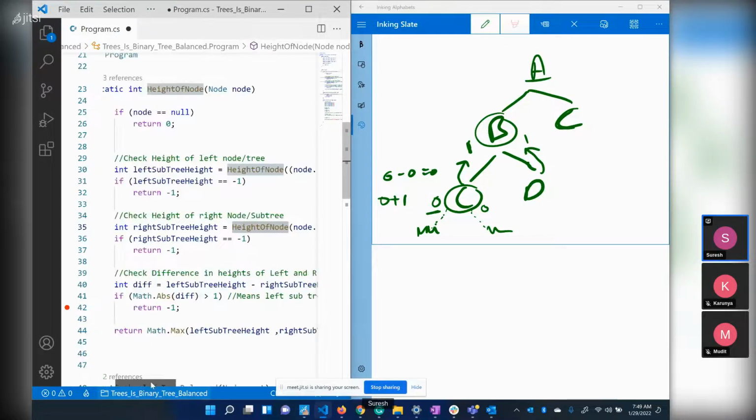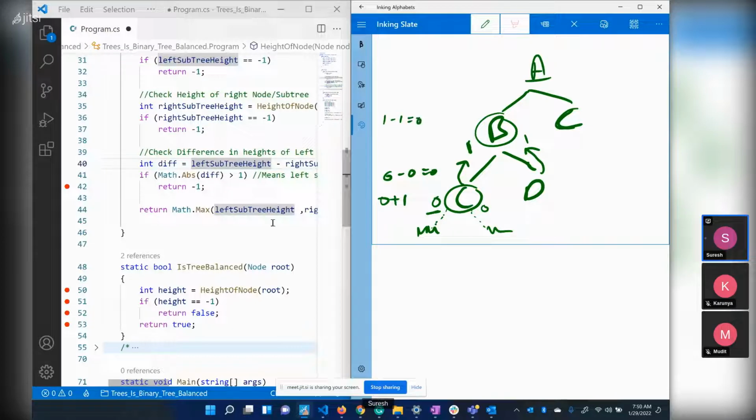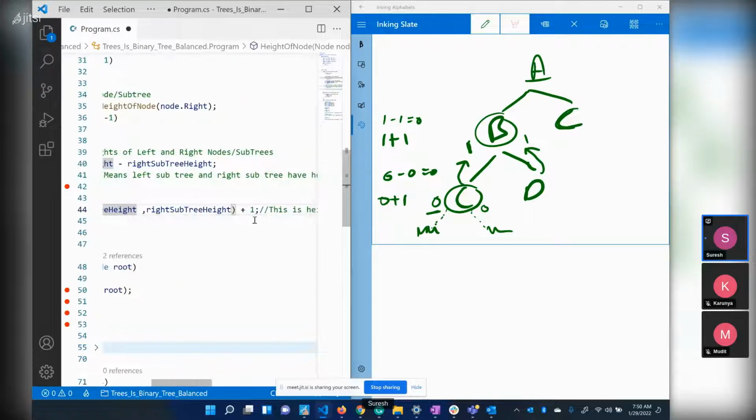Correct? Now, what is the difference between the left subtree height and right subtree height? 1 minus 1 is 0, which is not greater than 1. So now, the maximum of 1 and 1 is 1, plus 1. We take the maximum of the left subtree and right subtree, and we are adding 1 to it. So now, the height of this B is 2. The 2 will be returned to the top.